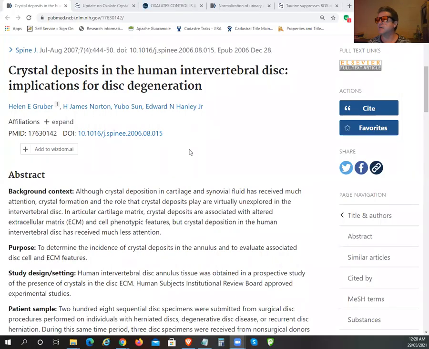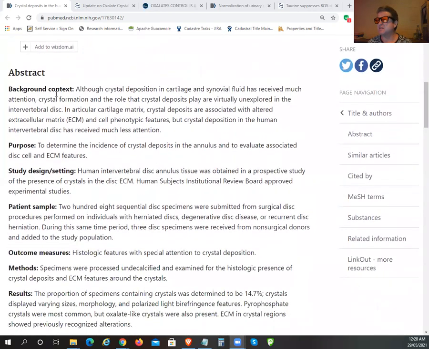G'day guys. This is looking at the effects of oxalate on bone tissue in particular. So we'll just go and look at this study first. We'll start off with this one. Okay, so they're looking at crystal deposits in the human intervertebral disc, implications for disc degeneration. So let's just look at the abstract, background contents.